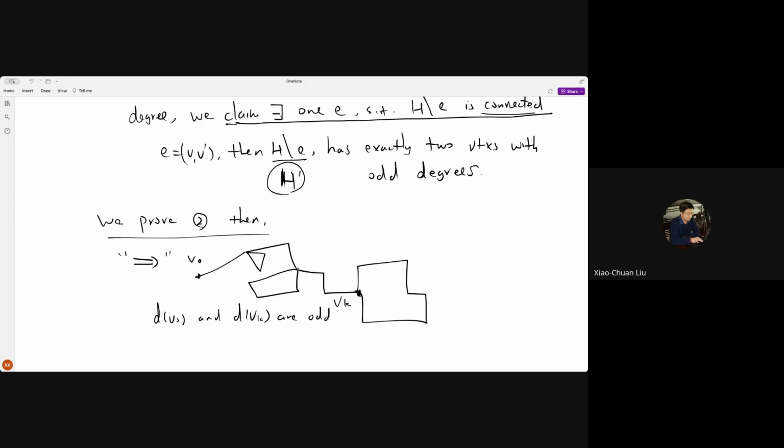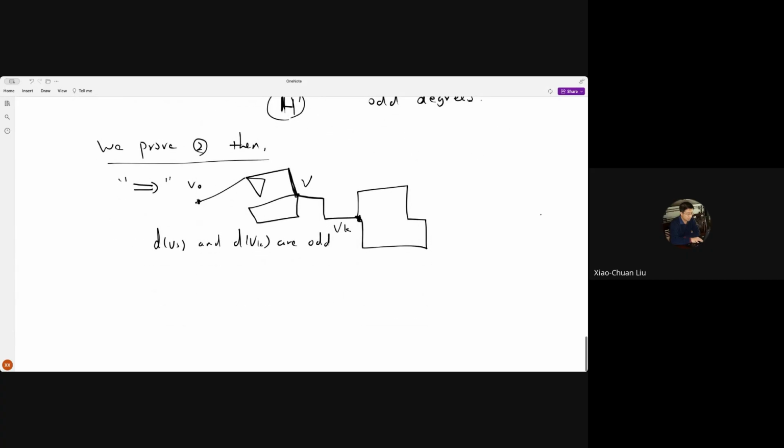Is it clear why, for example, V here has even degree? I think it's clear because you're following the trail. Every time you have an edge through which you arrive at V, you must have another edge such that you are leaving V, because eventually you are not at V. You start from V0 and you arrive at Vk. Only these 2 vertices are kind of special. Okay. So this direction is actually obvious.